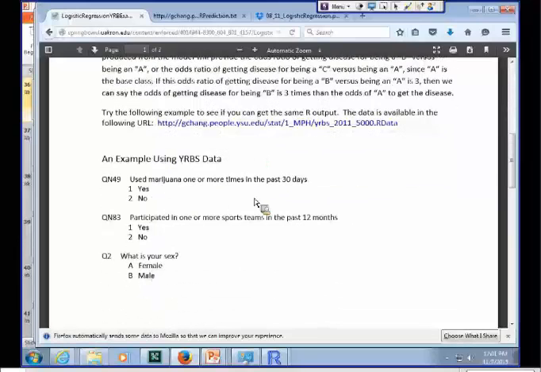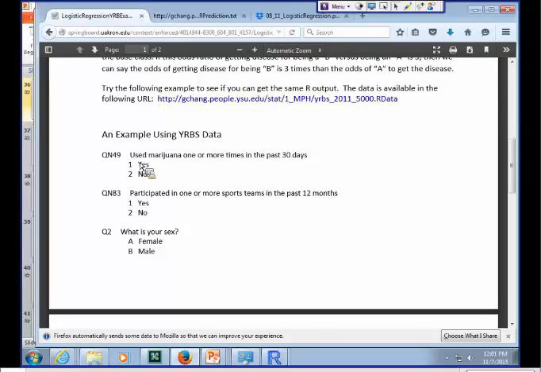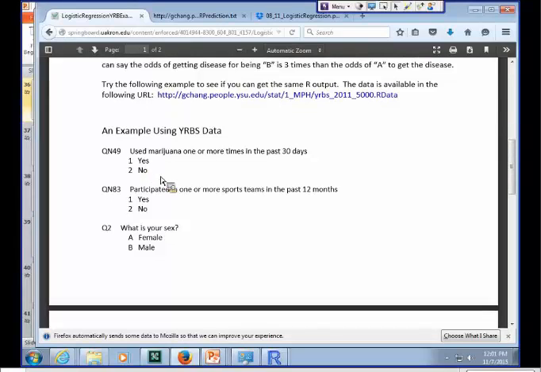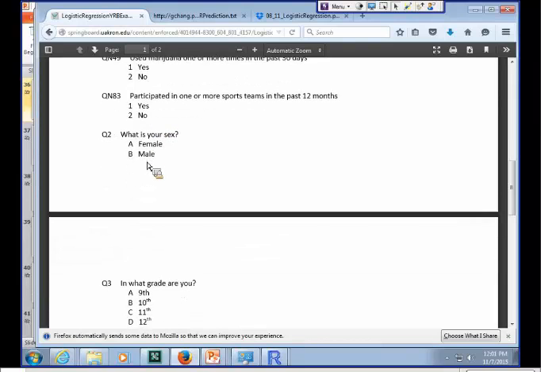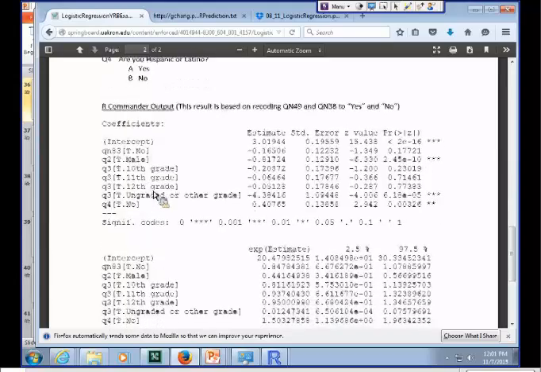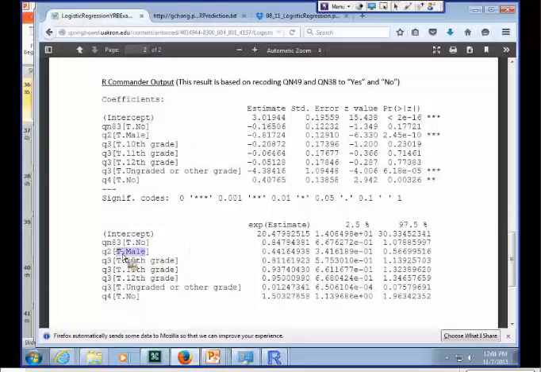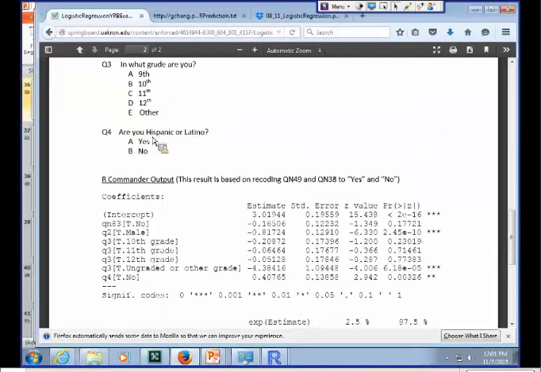This is actually a sample from the Youth Risk Behavior study. It has a variable for whether you used marijuana in the past 30 days or not, and other predictor variables. I ran a regression analysis and came up with these odds ratio estimates, with these as the variables that I have in the data. So you see G4. G4 is what? Are you Hispanic or not?